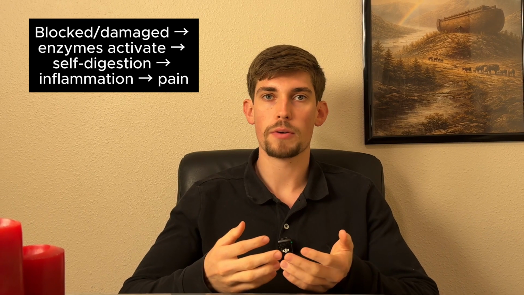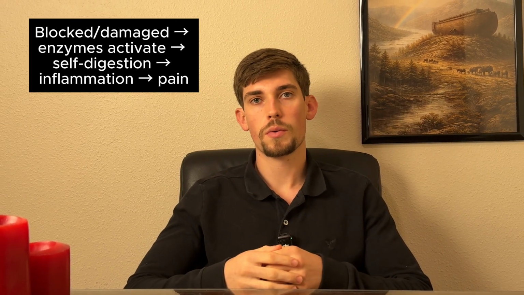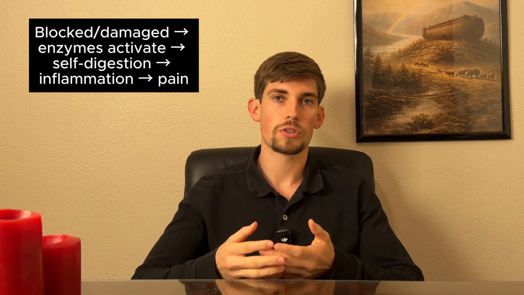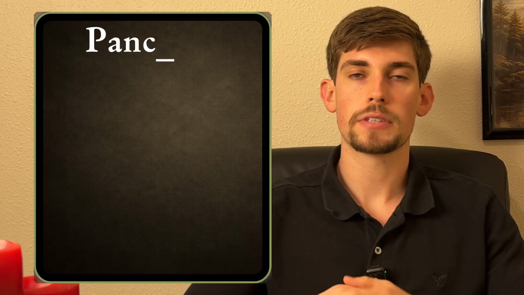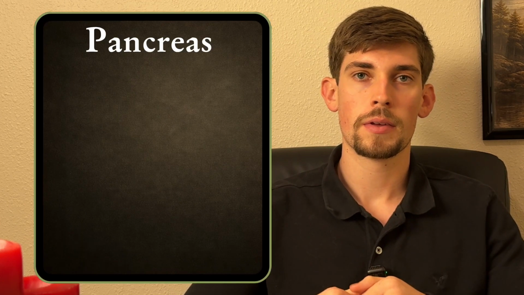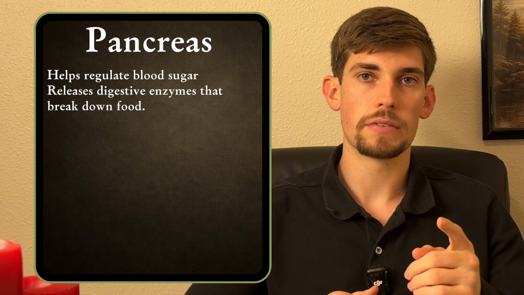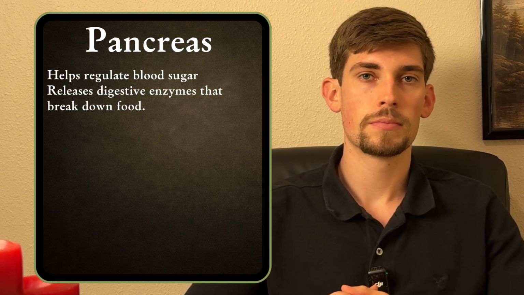A lot of abdominal problems can feel similar, but when it comes to pancreatitis, there's a specific pattern behind it. And once you understand that pattern, the symptoms and treatment start to make sense. At a basic level, the pancreas has two main roles. It helps regulate blood sugar, and it releases digestive enzymes that break down food.